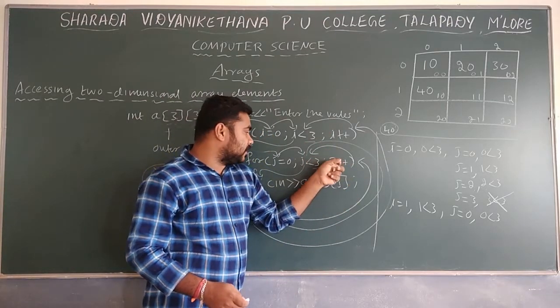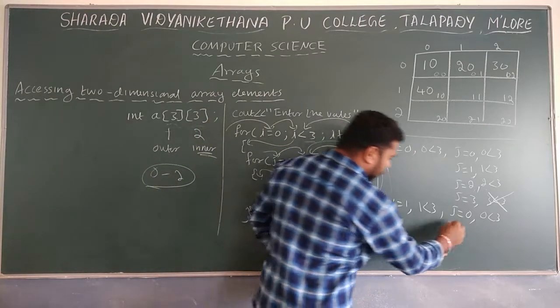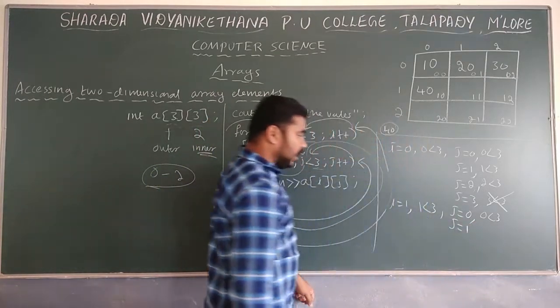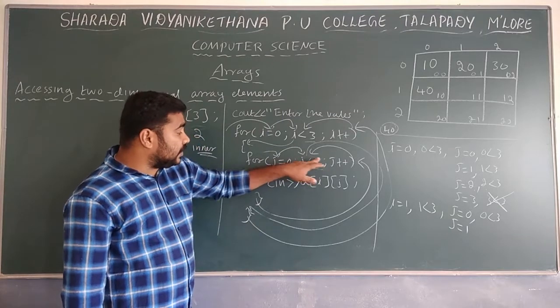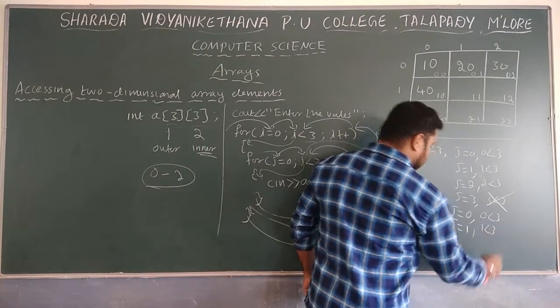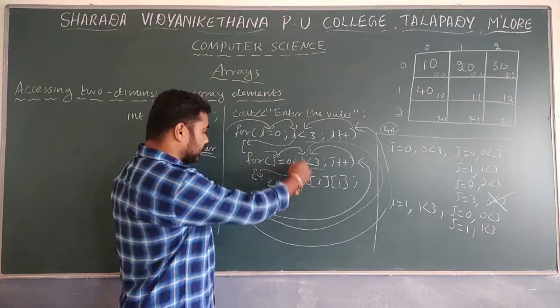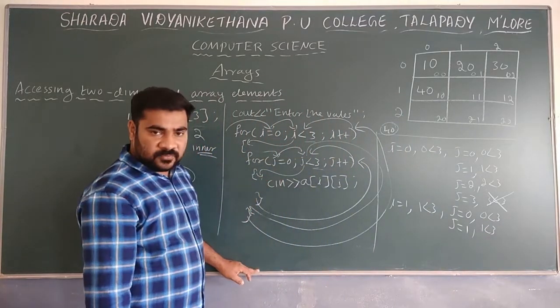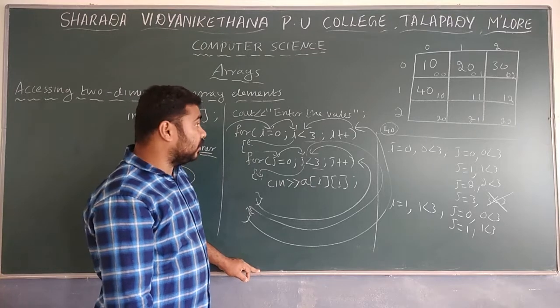So increment j plus plus, j value is 1 now. After j value is 1, we will check whether 1 is less than 3. Condition is true. Whenever 1 is less than 3, once again we are going to enter one more value.